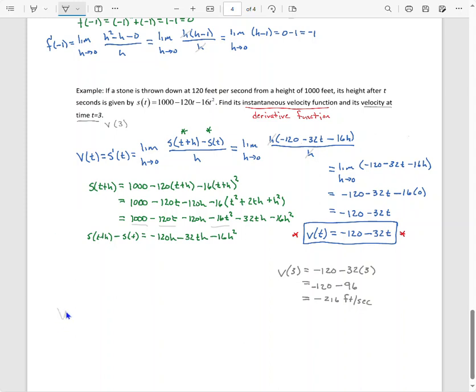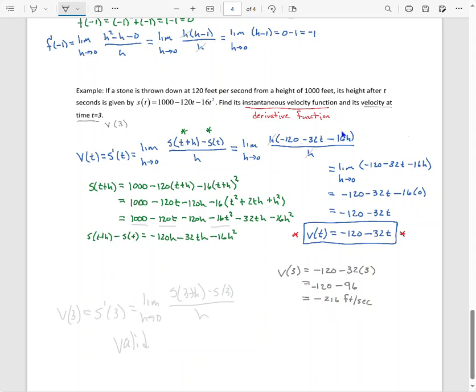Now we could have done one of these and started reinventing the wheel again. Right, do the whole process over. That's valid. But we just found the function for the velocity. Why not just substitute 3 and find the answer to be negative 216 feet per second? It's velocity, 216 feet per second, headed in a downward motion. If you do all the algebra, you can end up with the same number.